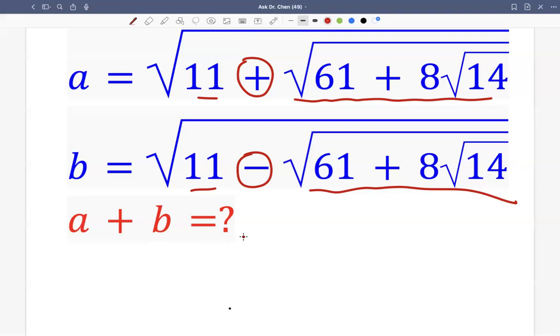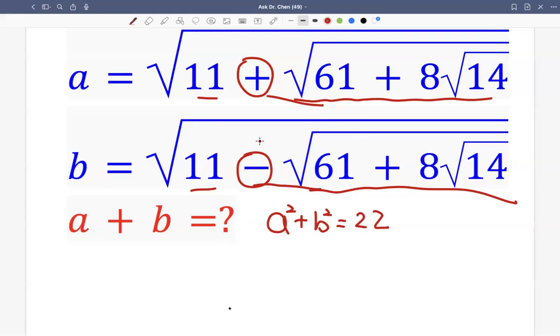So if we write A squared plus B squared, if we square this, we get rid of the outer layer, the square root. Then this term is positive, and this term is negative, which add to be 0. Then we're left with 11 plus 11, which is 22. So A squared plus B squared is just 22.